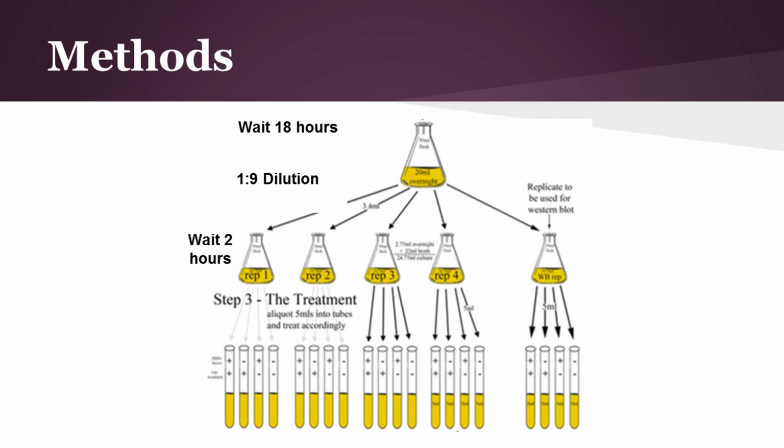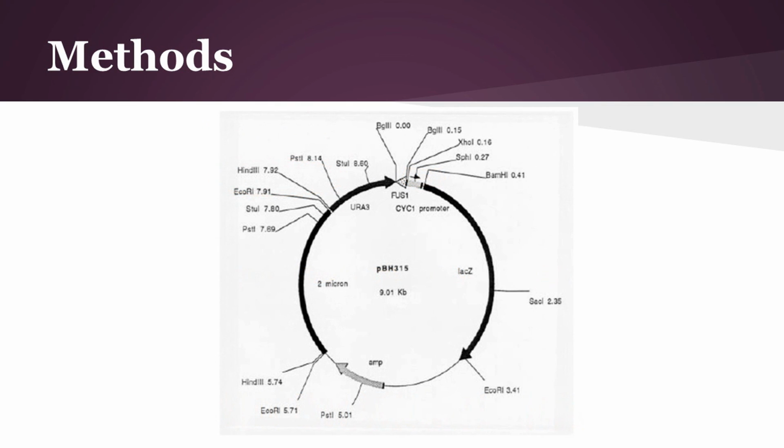To set up our experiment, we created an overnight culture 18 hours before we began our assay. Then we transferred our overnight broth to create 5 sets of dilution replicates at a 1:9 dilution ratio of the overnight culture to the SD-0 broth. Uracil lacking media is utilized to serve as a selection agent against yeast not containing the PBH315 plasmid.